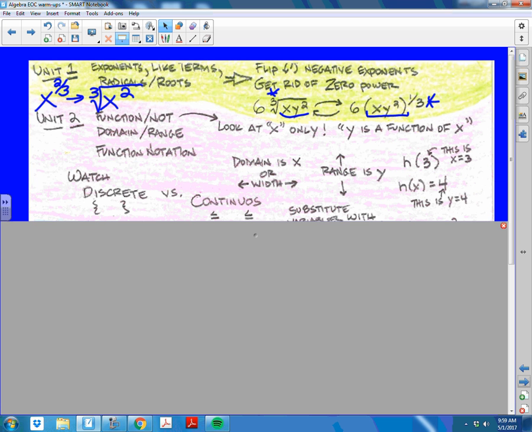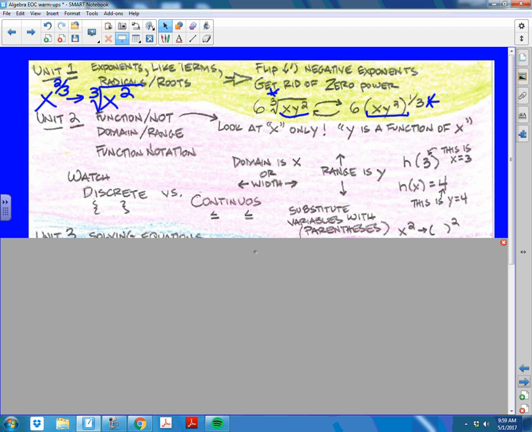Unit 2. Unit 2, there was a lot of stuff. Unit 2 is function, not a function, domain and range, function notation. Those are the primary things in Unit 2. Function, not a function, domain and range, and function notation.